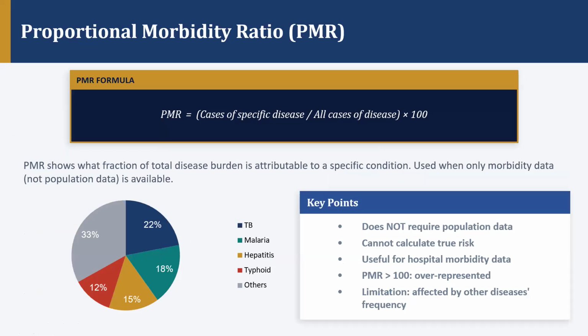Next is the proportional morbidity ratio. The formula of proportional morbidity ratio is cases of a specific disease divided by all cases of disease multiplied by 100. It shows what fraction of the total disease burden is attributable to a specific condition, used when only morbidity data is available. Key points: it does not require population data, it cannot calculate true risk, and it is useful for hospital morbidity data. A proportional morbidity ratio greater than 100 represents overrepresentation. The limitation is that it is affected by the frequency of other diseases.